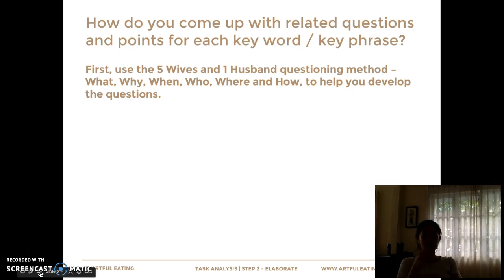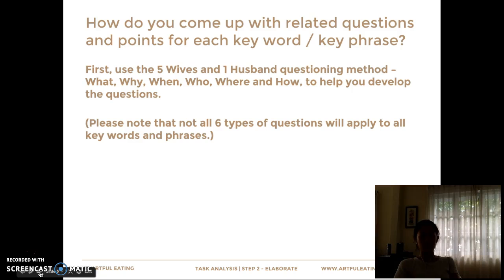Now, to come up with the questions, use the 5 Ws and 1 H questioning method. 5 Ws is in reference to the what, why, when, who, and where, and the 1 H is the how question. Take note that not all 6 types of questions will apply to all the keywords and phrases. Sometimes you only use some of them. And after you come up with the questions, do some basic research to answer.